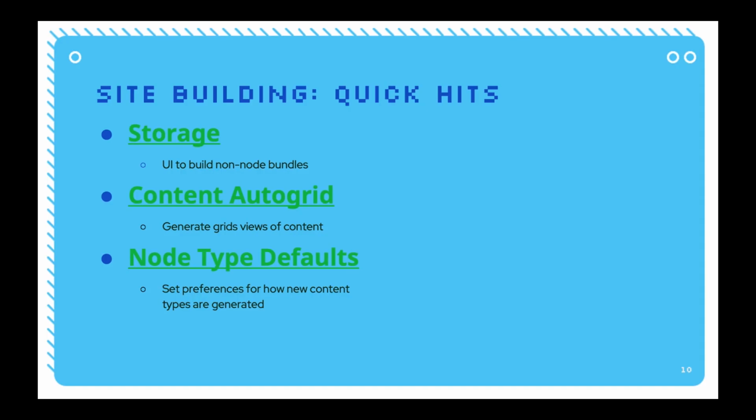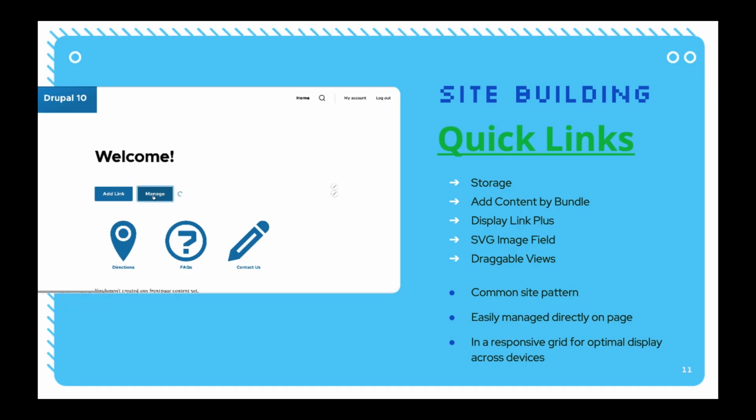So Node Type Defaults is something where you can configure what options you want set as you create new content types. And then that is going to speed up the process of building out your content architecture and making sure that there's consistency in how certain things are handled. So go to the next slide.